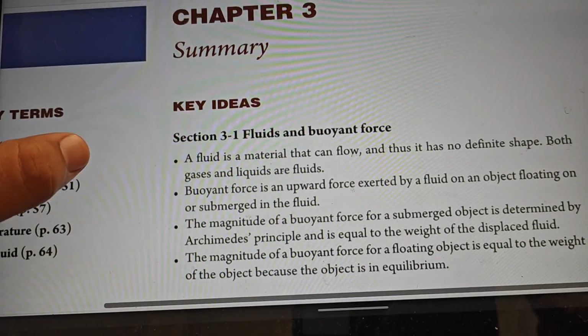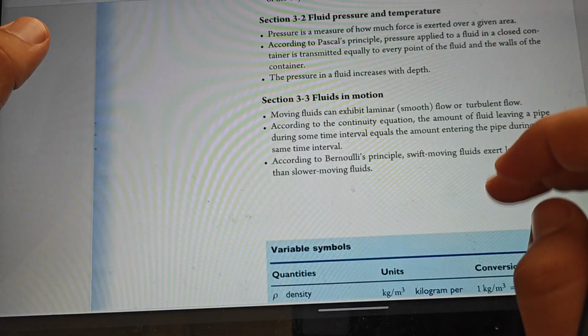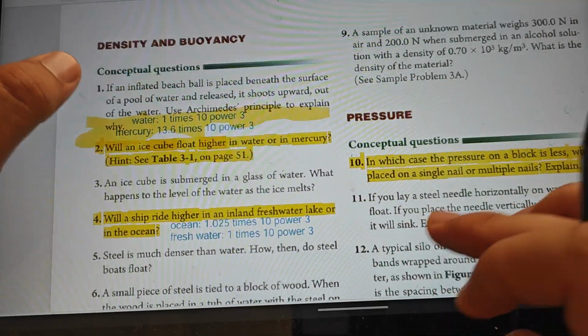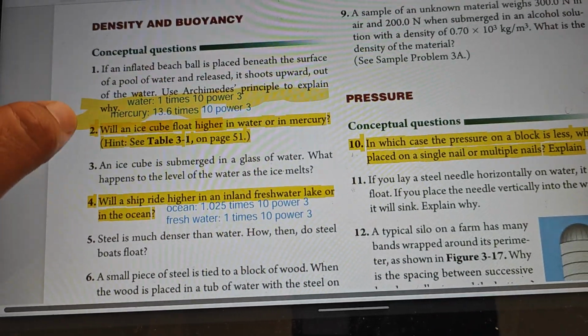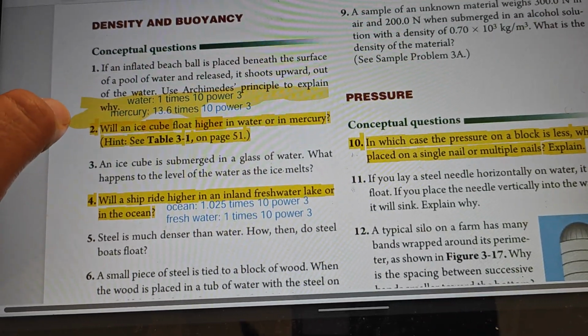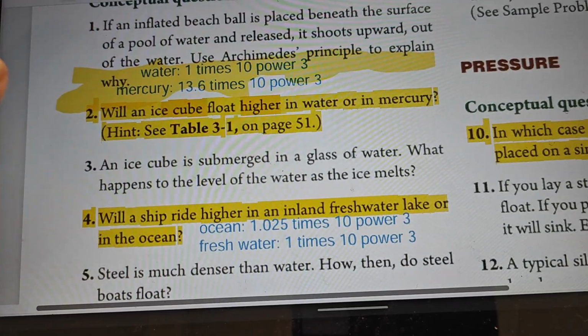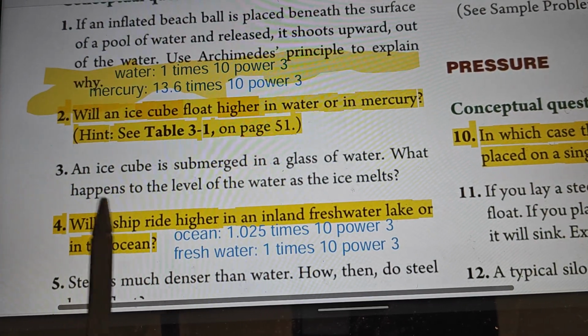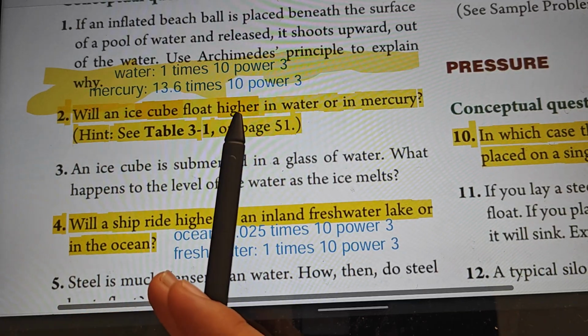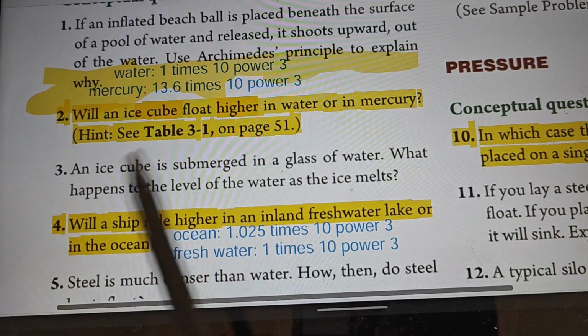Now we reach chapter 3, section reviewing. In here, same thing, I only explain some of them that are important. Look, I highlight for you one of the questions, question 2. The question said, will an ice cube float higher in water or in mercury?